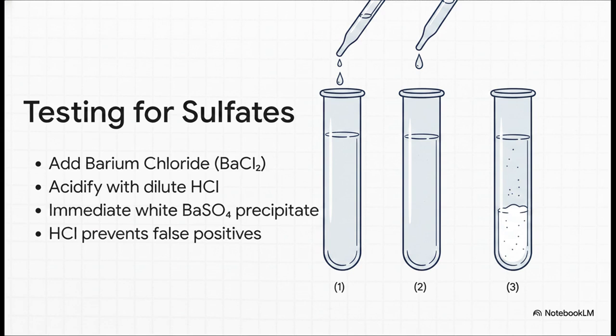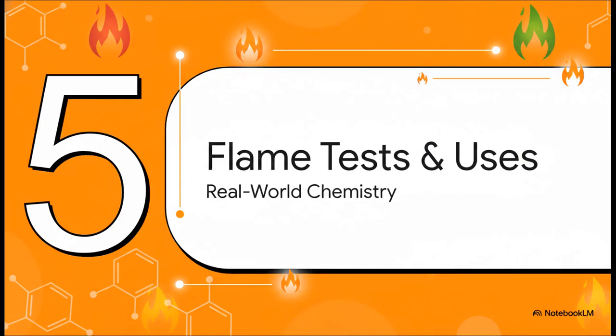If you want to know if an unknown clear solution contains sulfate ions, you use barium chloride. First, you acidify it with a little dilute hydrochloric acid. This is a crucial step because it clears out any confusing carbonates or sulfites that might give you a false positive. Then you add the barium. If sulfate ions are present, boom, you instantly produce a thick, milky white precipitate of barium sulfate that simply refuses to dissolve.